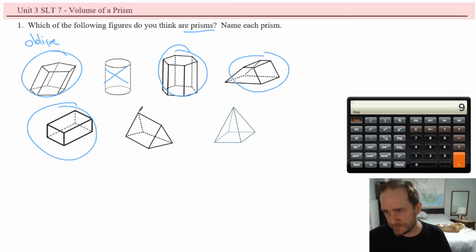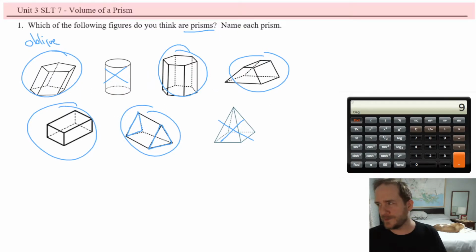This thing's a prism because the front and back, again, are going to be our bases. That rectangle on the bottom, that's not the base. The bases, there has to be two of them. And so this is a triangular prism. And this thing here, that's a pyramid, pretty obviously. So that's not it. So four of these things were prisms. The other ones weren't.